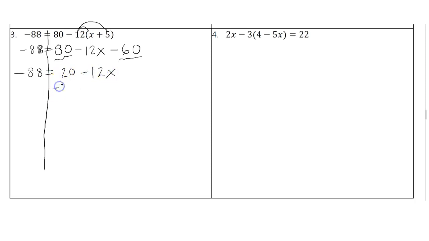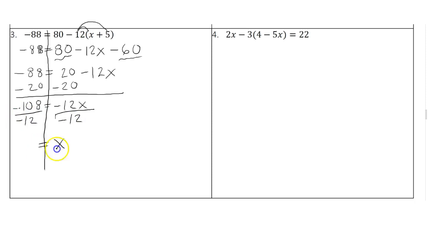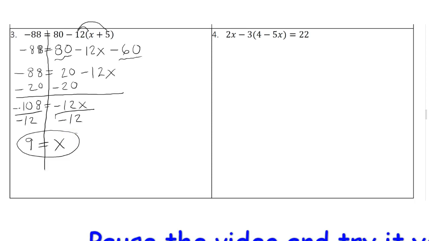Subtract 20 from both sides of the equation. We now have negative 108 equals negative 12x. Finally, divide both sides by negative 12. A negative divided by a negative gives us a positive. x equals positive 9. Pause the video here and try the last example yourself. Now that you have tried it, check your work.